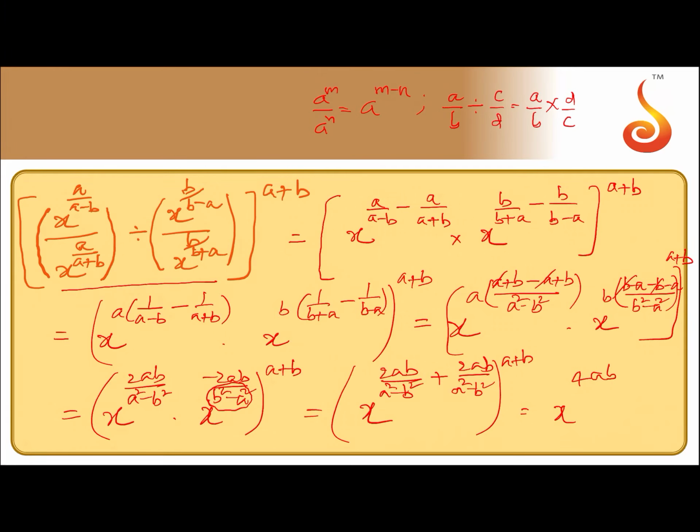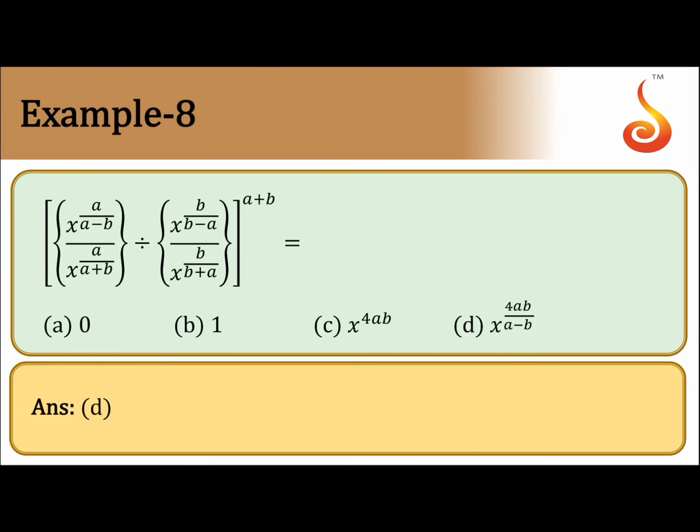4ab divided by a square minus b square, which can be factorized as a plus b multiplied by a minus b, whole to the power of a plus b. So when you multiply, these two terms get cancelled, and that results in x to the power of 4ab divided by a minus b. So the answer is the fourth option.